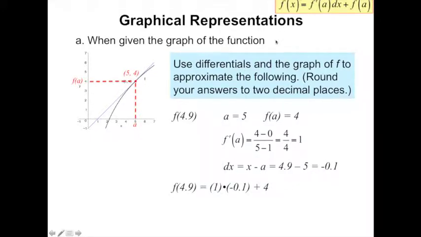So putting that into the expression here at the top of the page, our approximation at 4.9 equals our slope times our differential plus our original y value of 4. So after we do the math here, that's negative 0.1 plus 4, that's 3.9. So we're approximating the function value at 3.9 using this graph.